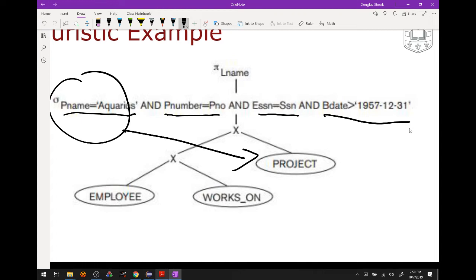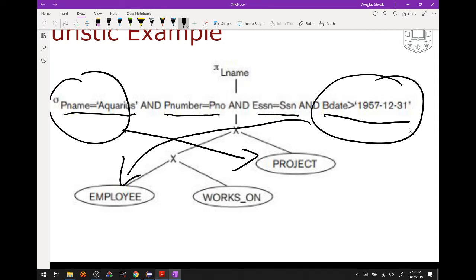This one over here, B date, birth date, is greater than whatever that date is, right? That is part of the employee table. So I'm going to want to take this piece of my conjunctive and move it as close to the employee table as I possibly can. I want to do those as early on in the tree as I possibly can to reduce my data set.